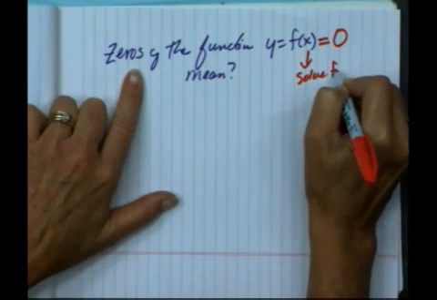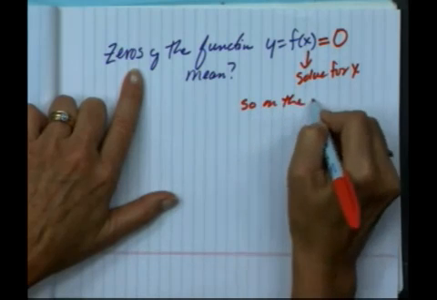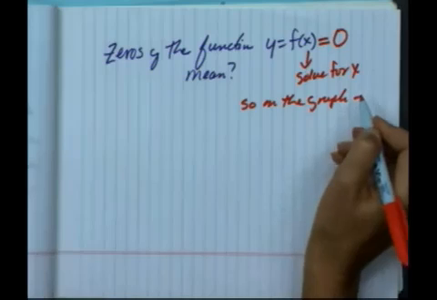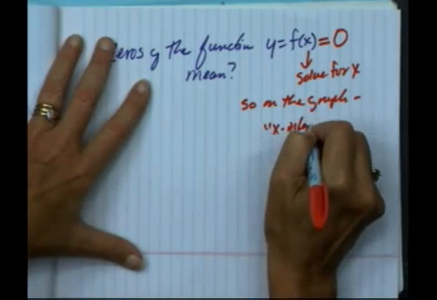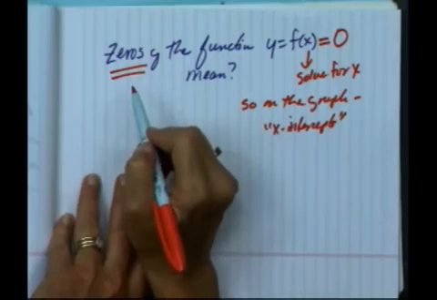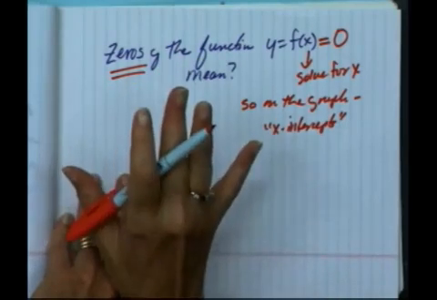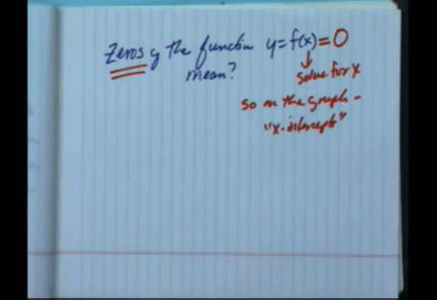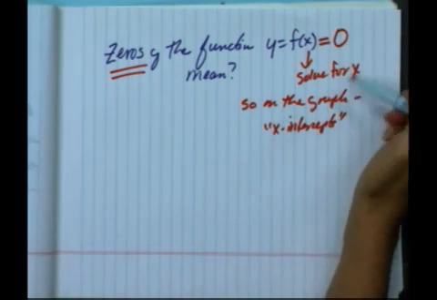Solve for x. So on the graph, it is exactly what you said it is: the x-intercepts. Keywords you're going to hear forever and ever, very important in your calculus and pre-calculus classes. The term zeros of the function means what makes the value of the function 0. It means solve for the x where the function is 0.